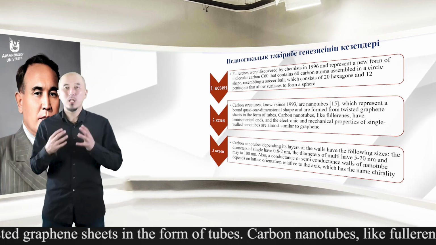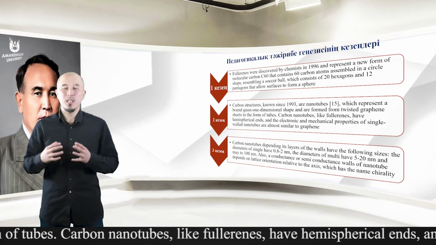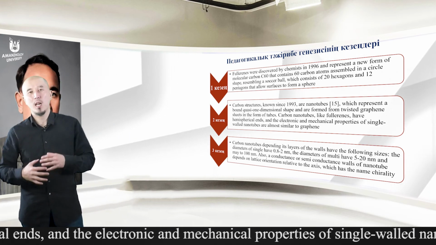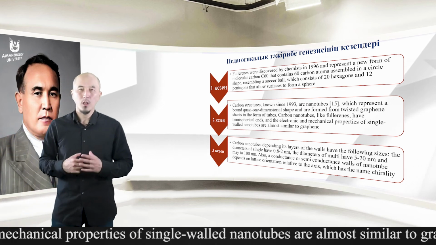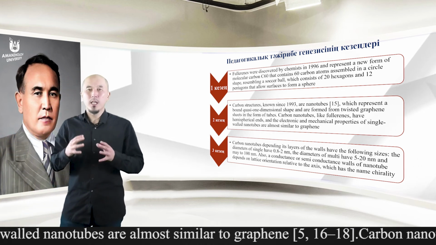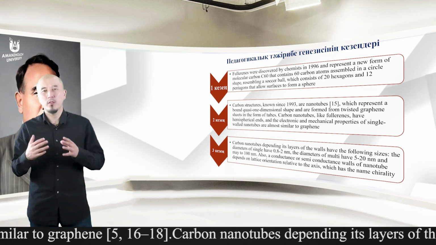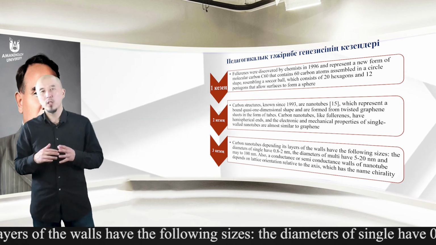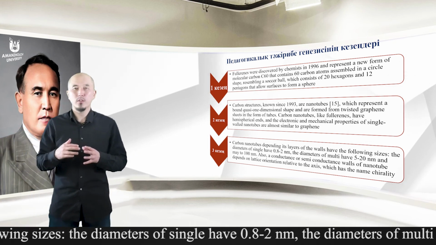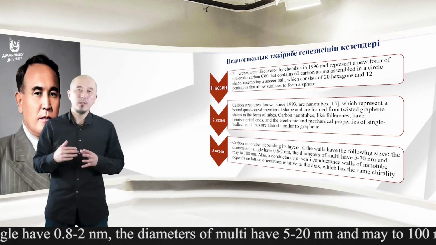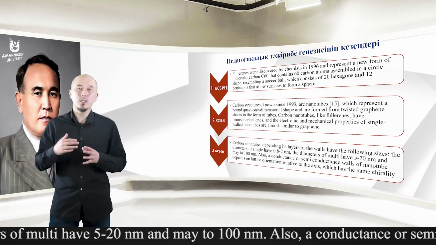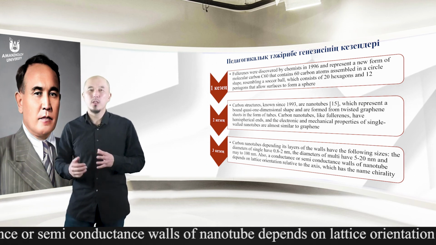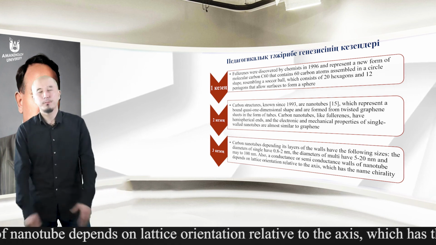Carbon nanotubes, like fullerenes, have hemispherical ends, and the electronic and mechanical properties of single-walled nanotubes are almost similar to graphene. Carbon nanotubes, depending on their number of layers, have the following sizes. The diameters of single-walled nanotubes are 0.8 to 2 nanometers. The diameters of multi-walled nanotubes are 5 to 20 nanometers, and may reach up to 100. Also, the conductance of semiconductor walls of a nanotube depends on the lattice orientation relative to the axis, which is called chirality.